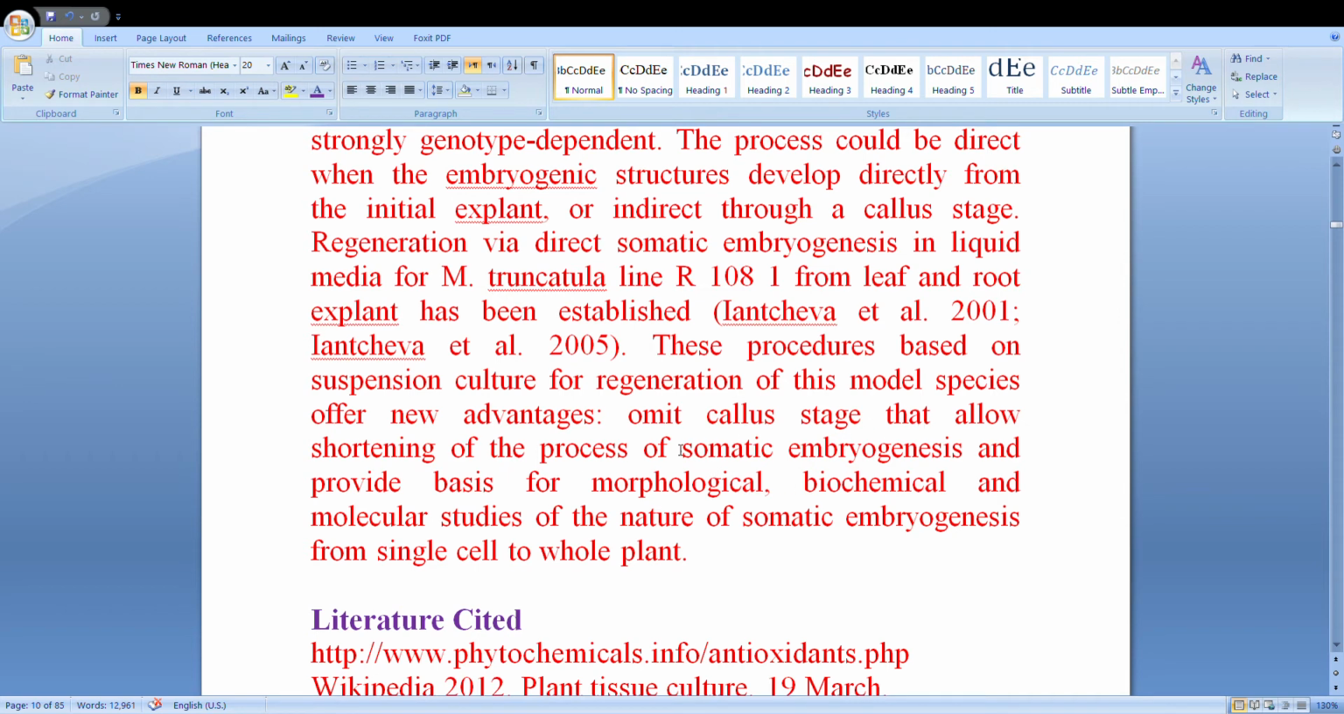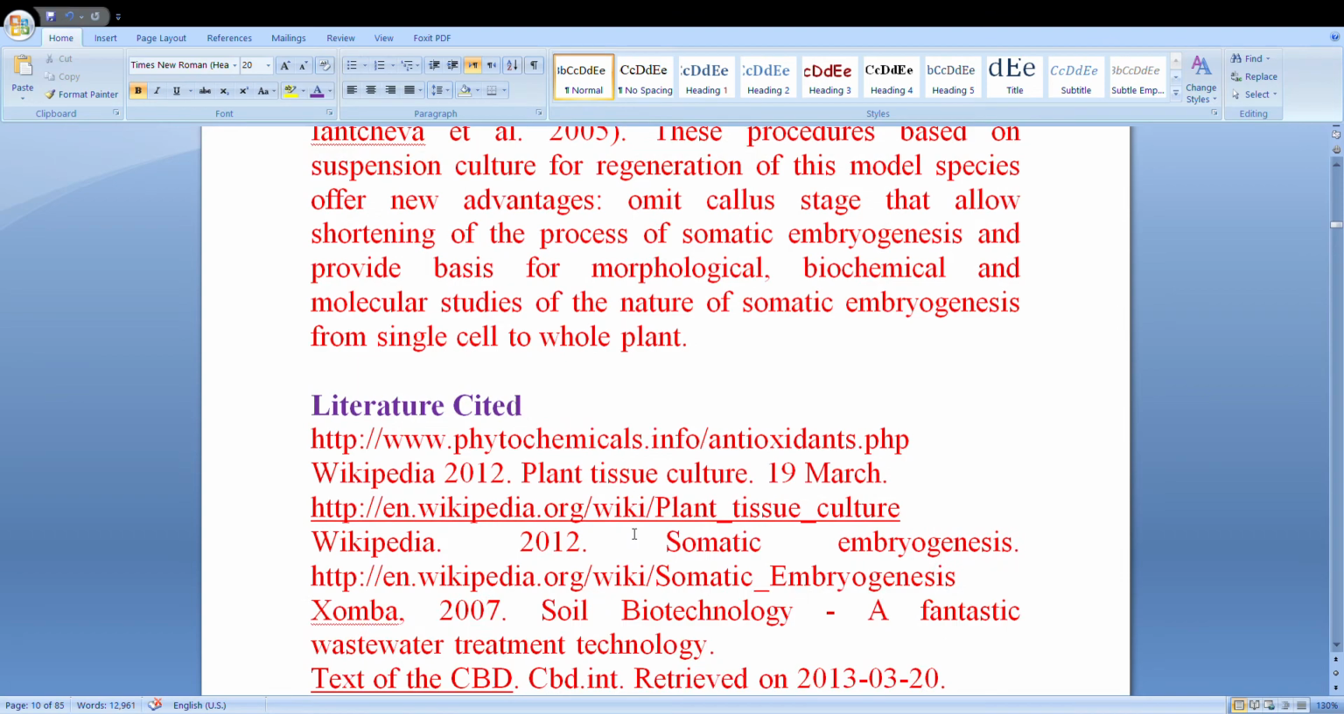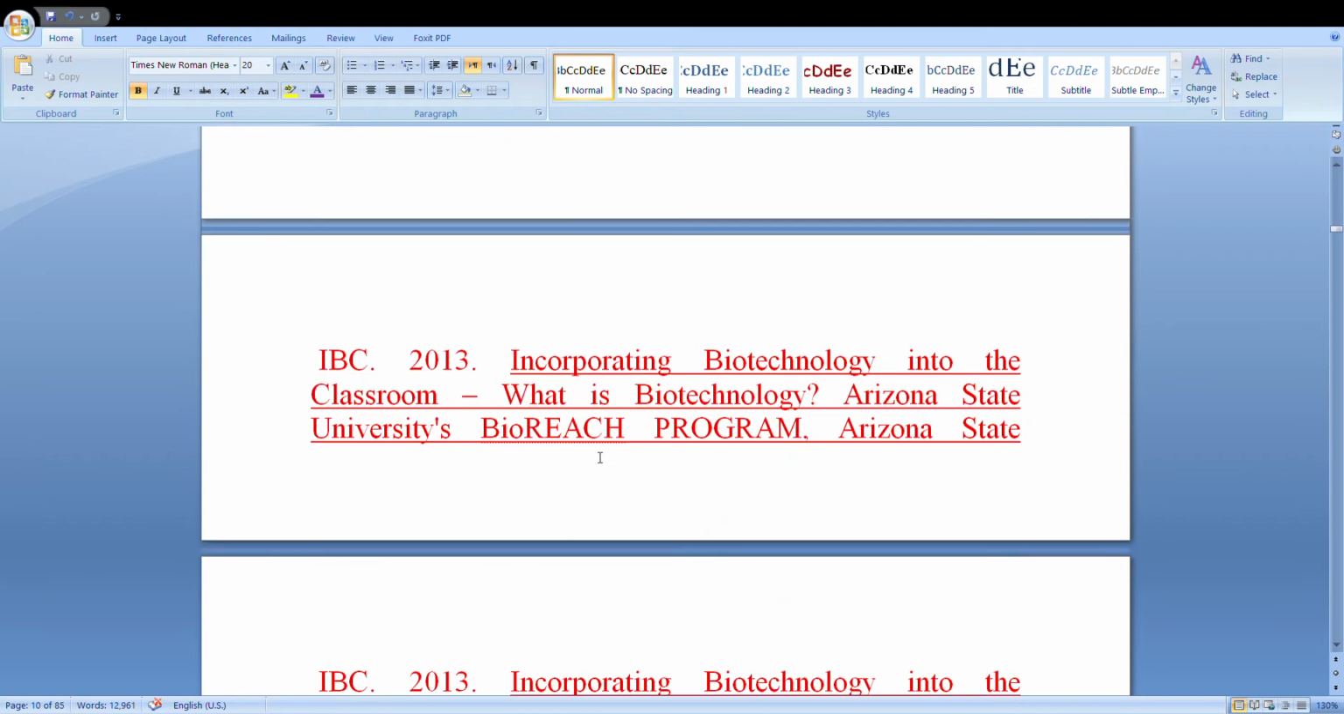We can see here class stages that allow shortening of the process of somatic embryogenesis and provide a basis for morphological, biochemical, and molecular studies of the nature of somatic embryogenesis from single cells to whole plants. So it is cited. You can see there is some from these topics.